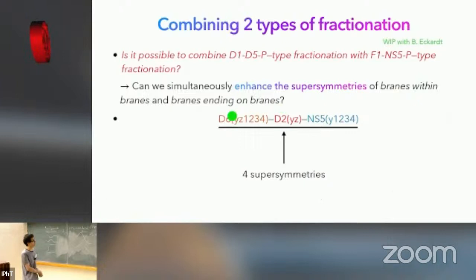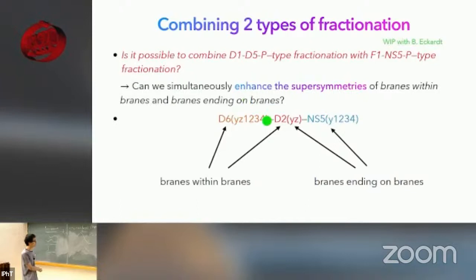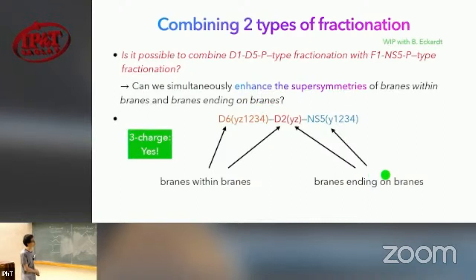This system preserves four supersymmetries. And we have on the left part, branes within branes, so D4, D2 branes within D6 branes. And on the right part, we have D2 branes ending on the D5 branes. And it turns out that the answer is yes, it is possible. We have shown with my students that it is possible to enhance the supersymmetries of this system.